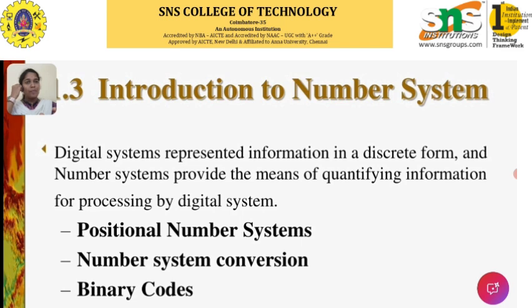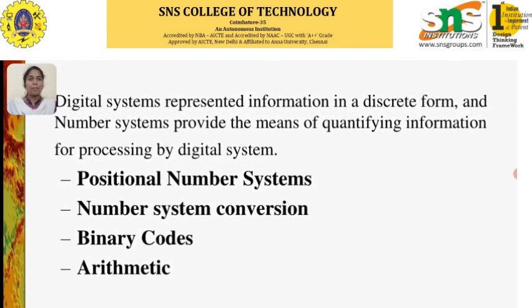Without them, the digital systems could not translate physical quantities into actionable information. For example, take a digital calculator, right? The numbers entered by the user are converted into binary for arithmetic operations, ensuring accurate computations. So here are some of the number system topics: positional number systems, number system conversions, binary codes, and arithmetic. These are all the number system formats.